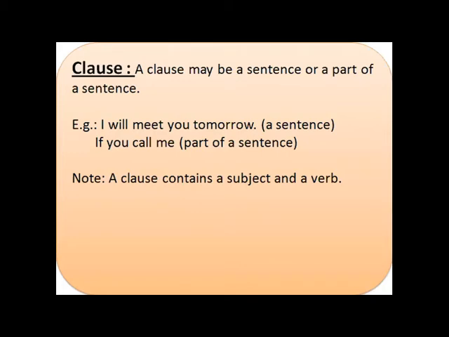A clause may be a sentence or a part of a sentence. Example: I'll meet you tomorrow. It's a sentence. If you call me, it's a part of a sentence. Next, note: a clause contains a subject and a verb. Remember this.